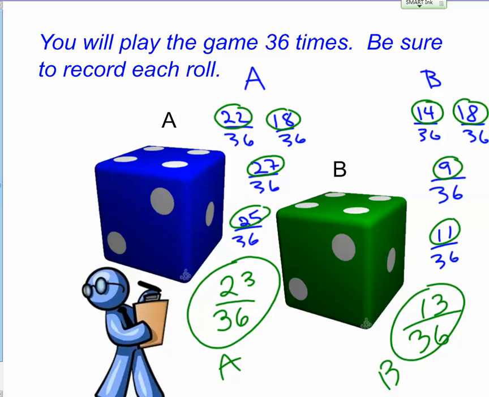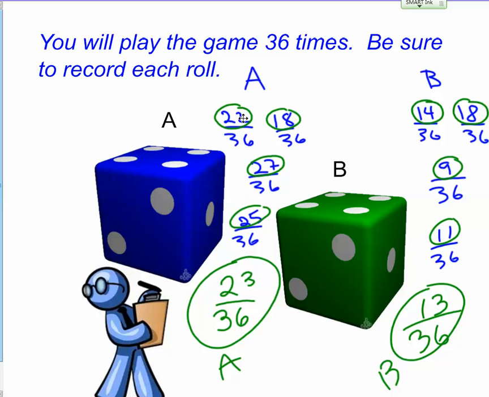And recording each roll. This is one class's results. So for the number of A's, I circled all the numerators. Those are the number of times out of their 36 that player A actually got the point. And then what we did is we added them and we took the mean.